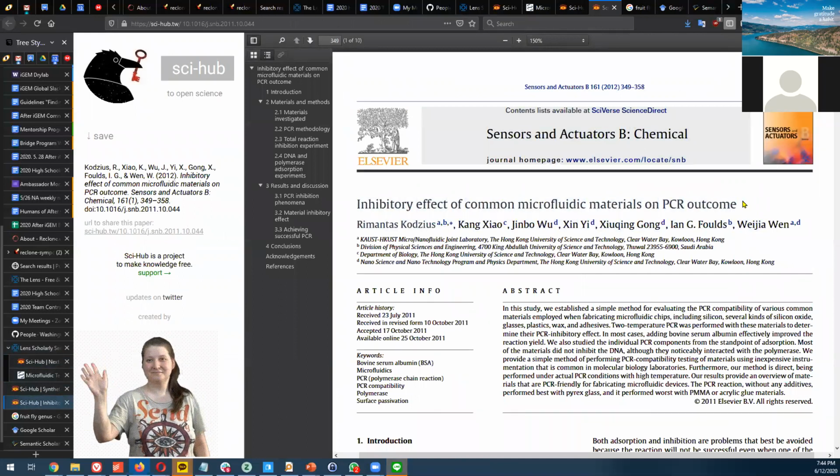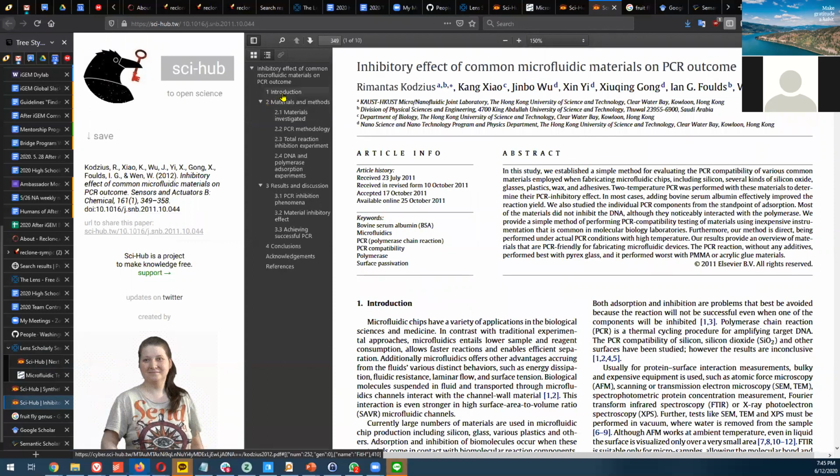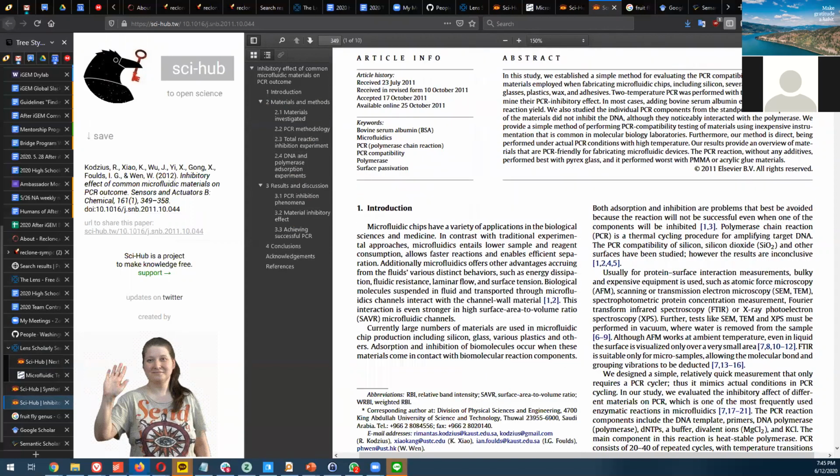So this is very specific. Why do I know that? It looks like that invertebrates article that we were just looking at. It's specifically targeting one very precise thing. It's looking at the inhibitory effect of materials for microfluidics on a process called PCR. Very specific, right? It also follows the regular format. That's good. I think this is a regular article, right?